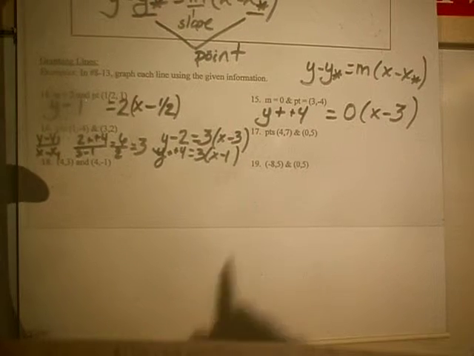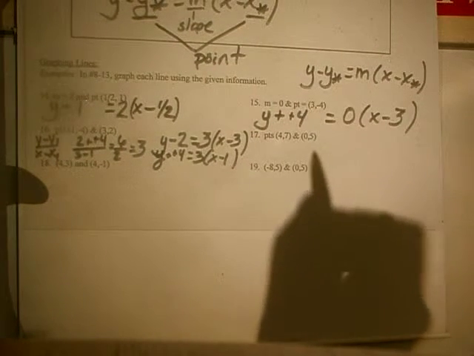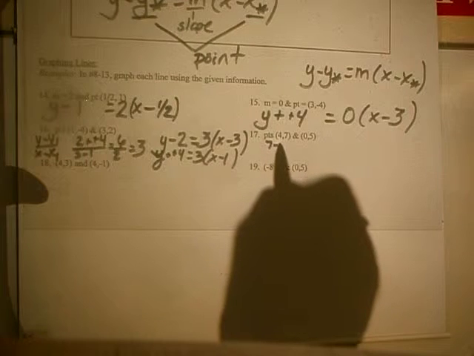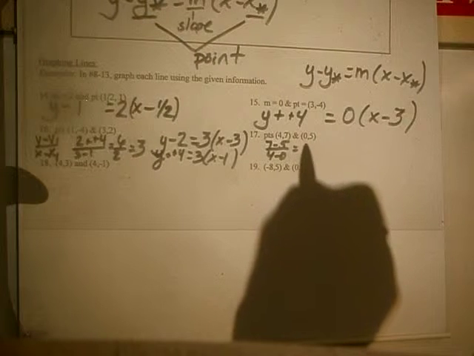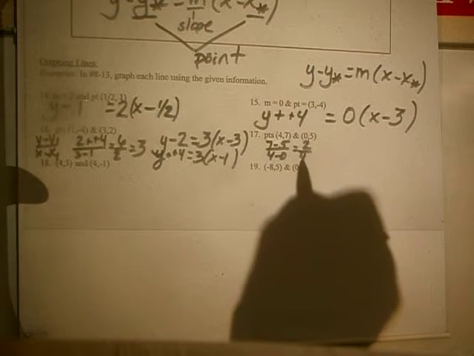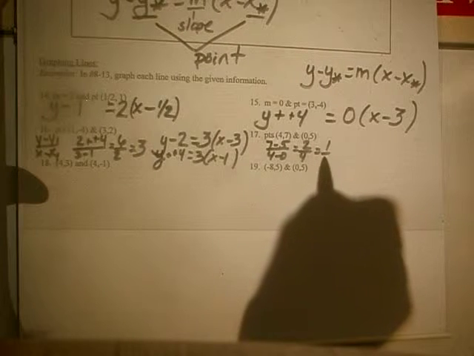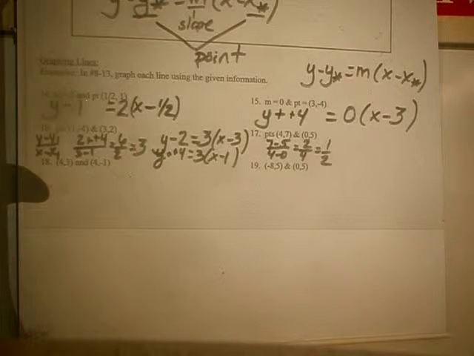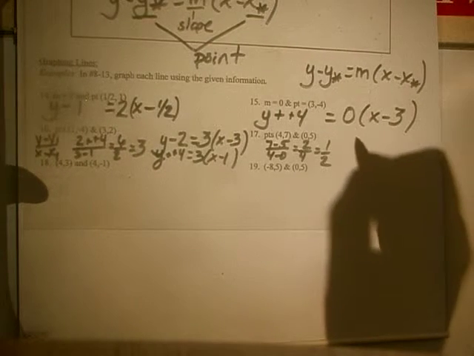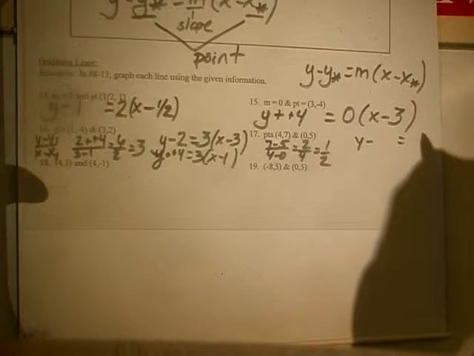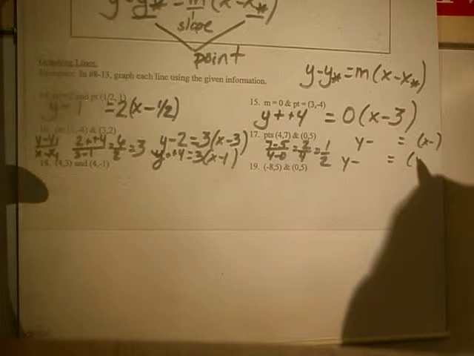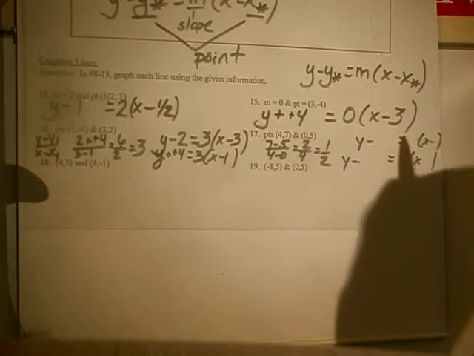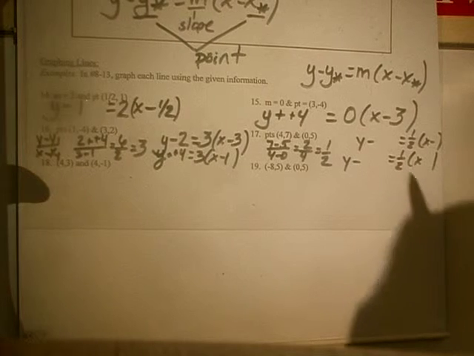17, again, we need to figure out our slope. Y minus y, x minus x. 7 minus 5 over 4 minus 0. That becomes a 2 over 4, which is 1/2. And now you can pick either of those points. And I'm actually going to do both of them. Our slope is 1/2, so we're going to put that in there.